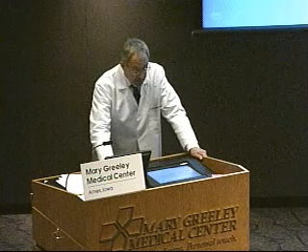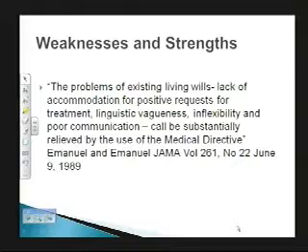And this is their critique. The problems of existing living wills, which are lack of accommodation for positive requests, that is, people couldn't say, I do want this done, linguistic vagueness, being inflexible, and a poor communication tool, could all be substantially relieved by use of their medical directive as written in the journal.